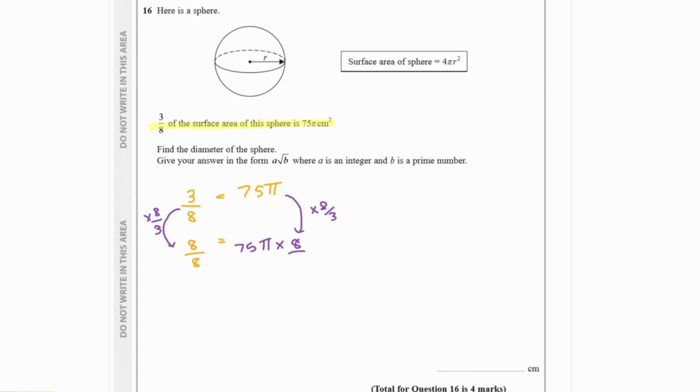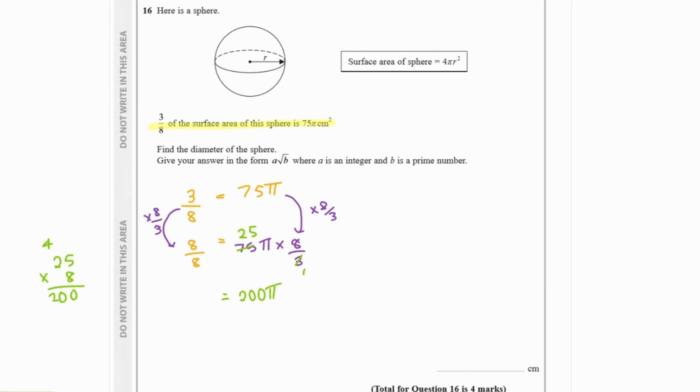So if we do 75 pi times 8 over 3, we can first simplify by dividing by 3. So 3 divided by 3 is 1, and 75 divided by 3 is 25. We then need to do 25 pi times 8. So if we work that out, we will get 200 pi. So this is equal to 200 pi centimeters squared.